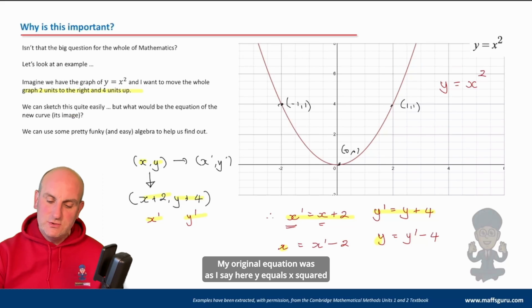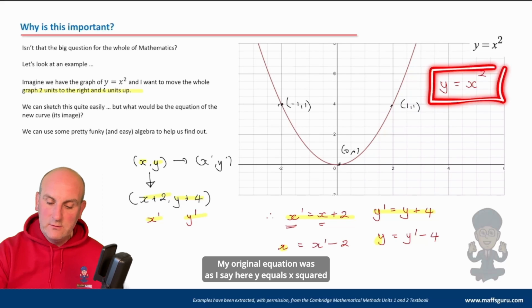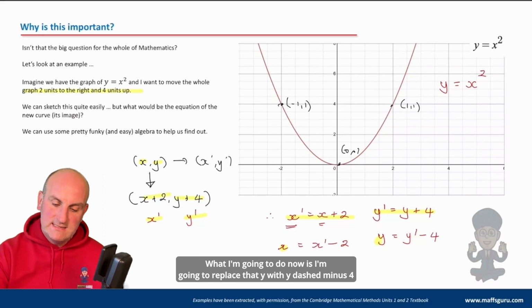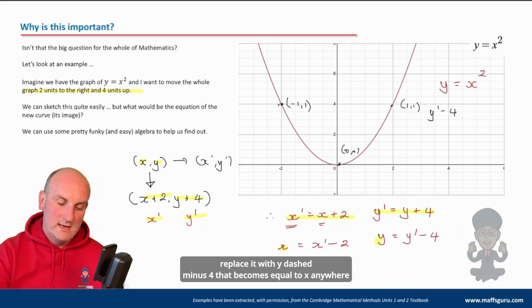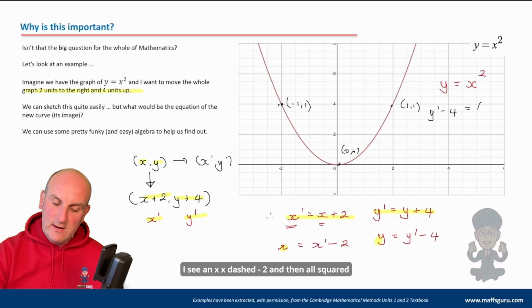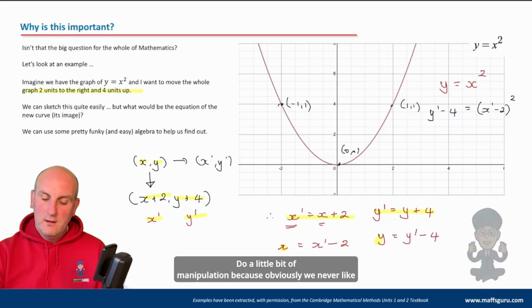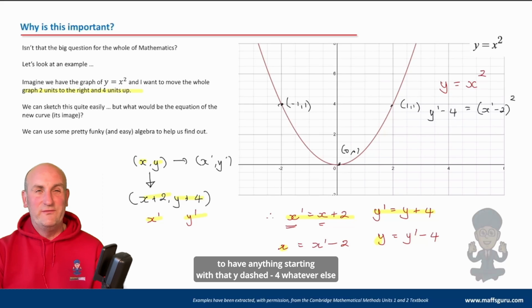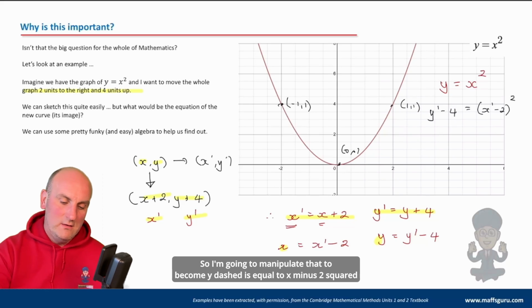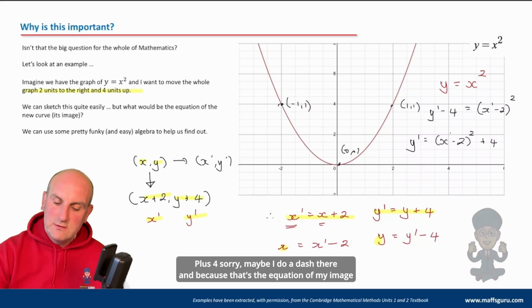And I can now write 2 equations, rearranged a little bit in terms of x and y, because now my original equation was, as I say here, y equals x squared. What I'm going to do now is replace that y with y dashed minus 4. Because I've said here, anywhere I see a y now, I can replace it with y dashed minus 4. That becomes equal to x. Anywhere I see an x, x dashed minus 2, and then all squared. Do a little bit of manipulation, because obviously we never like to have anything starting with y dashed minus 4 or whatever else. We're looking for it to be y dashed on its own. So I'm going to manipulate that to become y dashed is equal to (x dashed minus 2) squared plus 4.